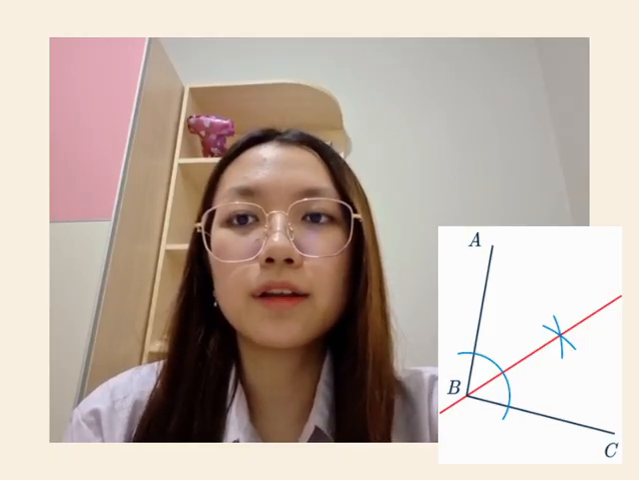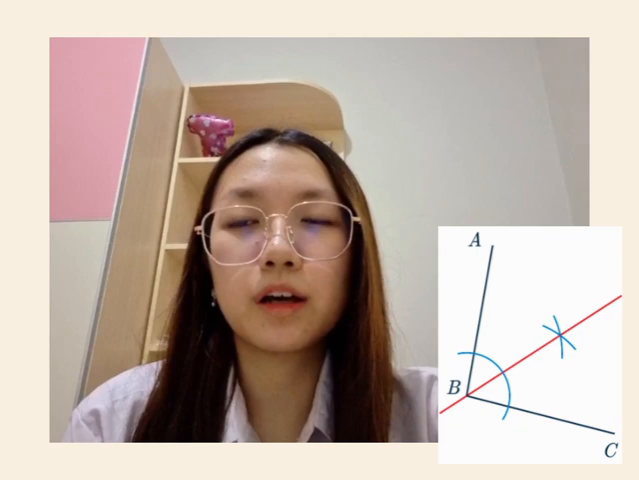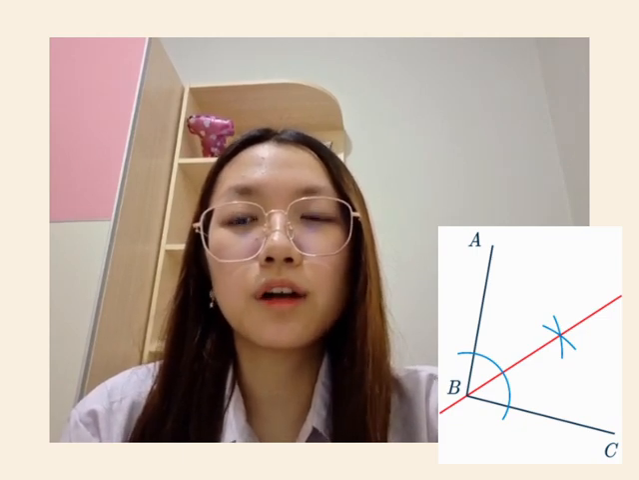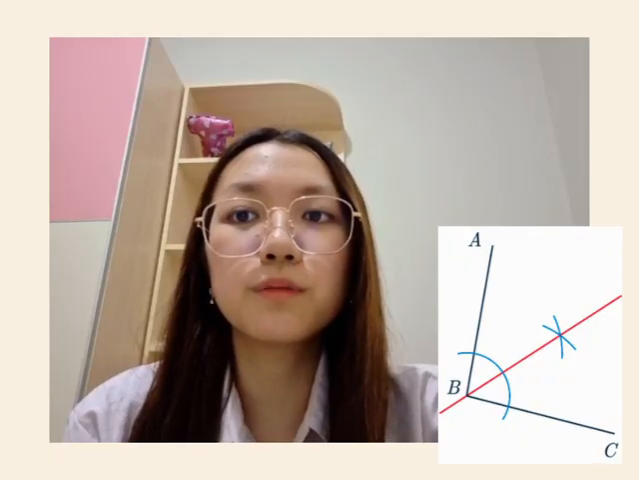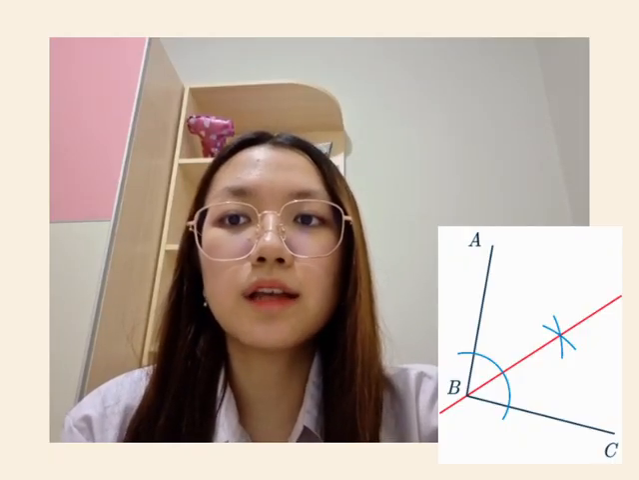Draw a line, which is the red line, passing through the corner where the lines meet and the point where the two blue arcs cross. This is the angle bisector.